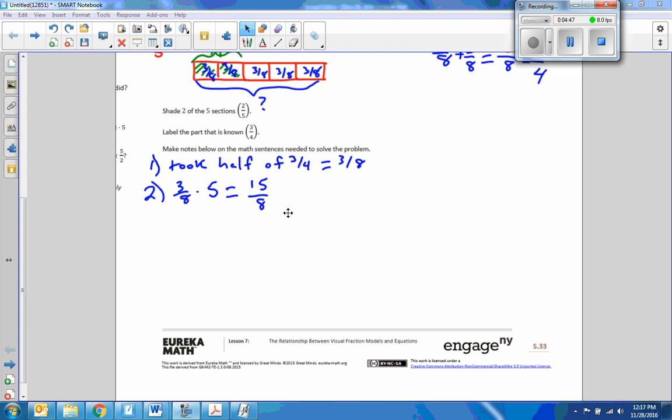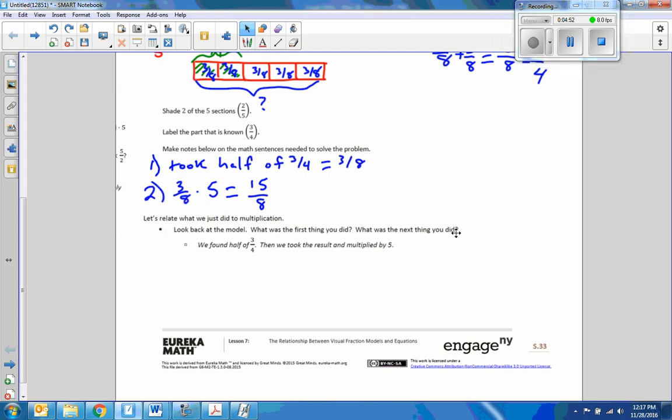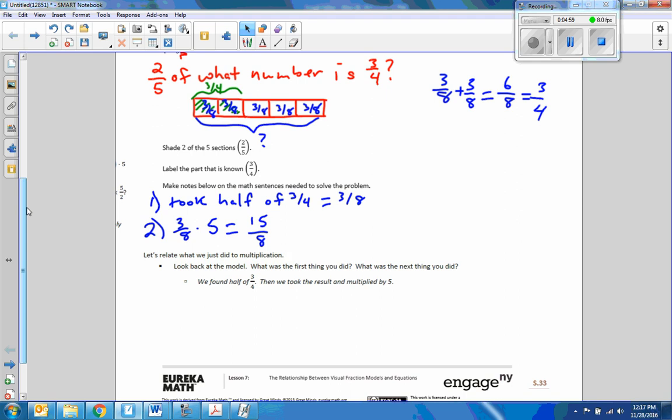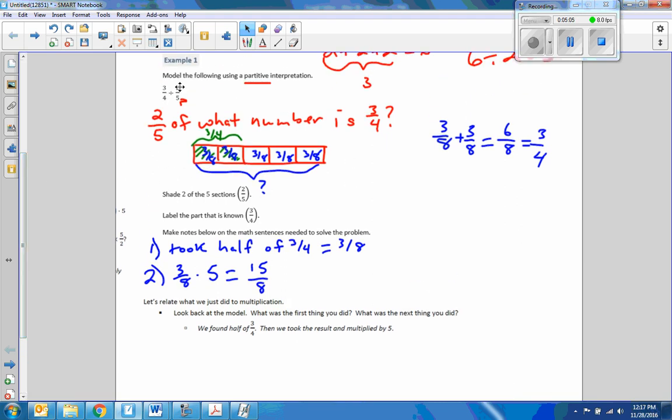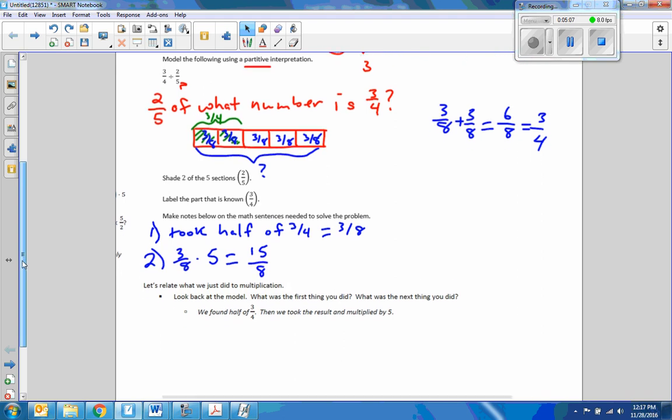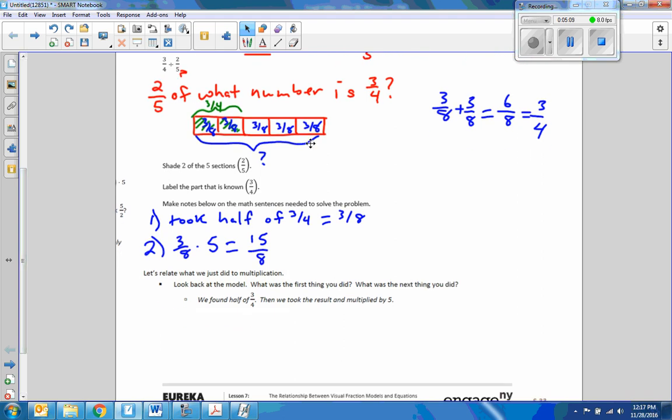Okay, so let's take a look at what we did here. If I bring this down, first thing we did, we look back at the model, which is right here. We have this model here. And we were talking about 3/4 divided by 2/5. So the 5 down below told us how many squares we were going to use, which is 5. And then 2 of them is equivalent to the 3/4 over here. And then we divided that by 2 and got 3/8 each. And then if all were worth 3/8, we multiply by 5.